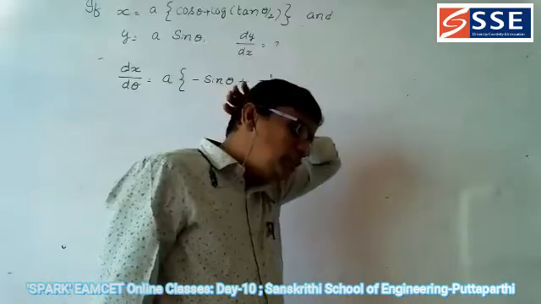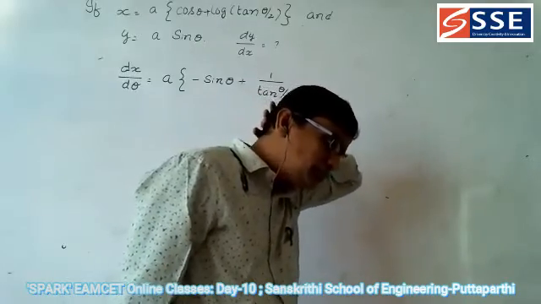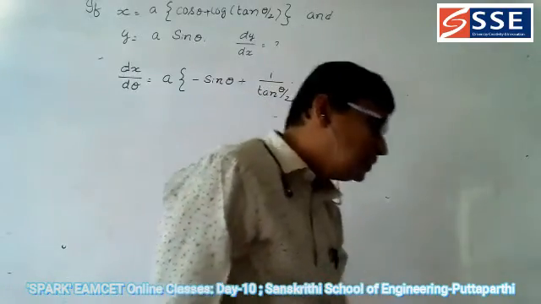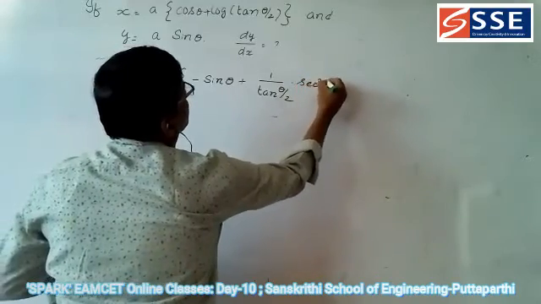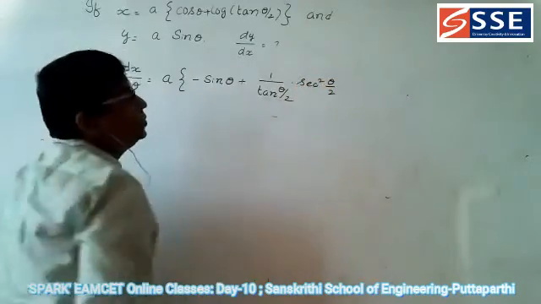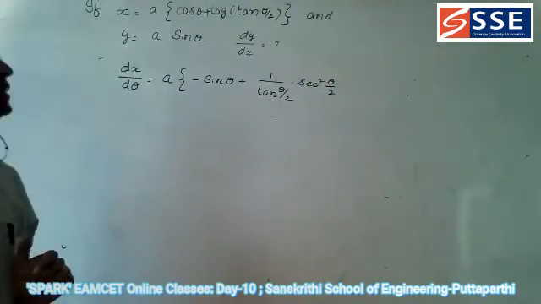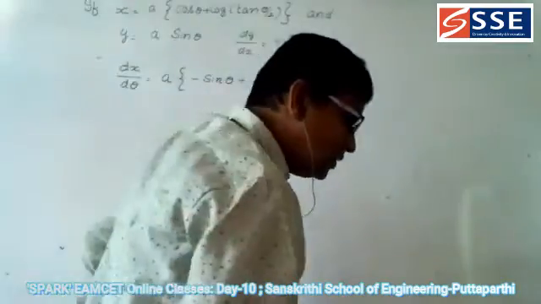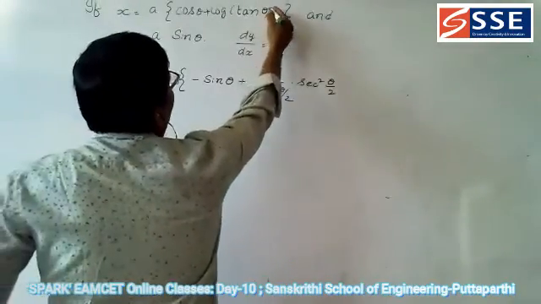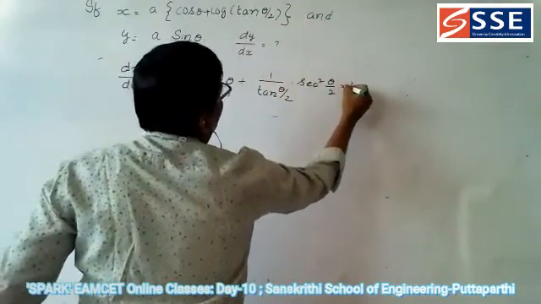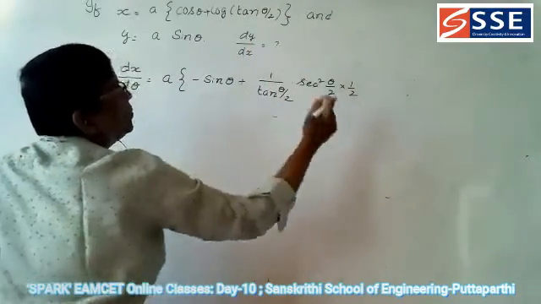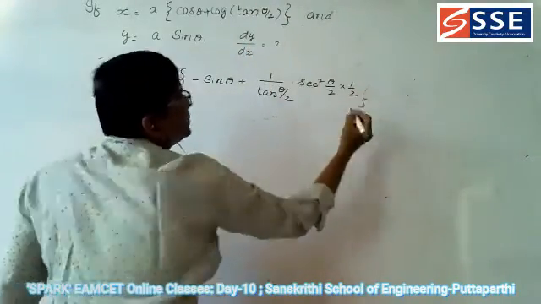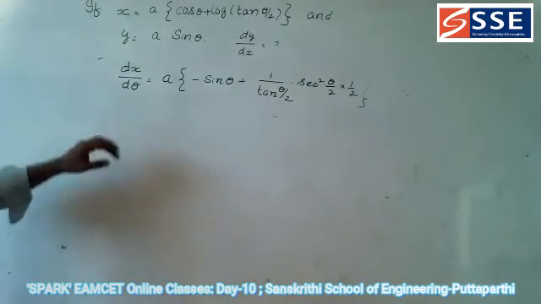Differentiation of tan theta is equal to what? Secant square theta. So that's why secant square theta by 2 into again theta by 2 differentiated gives 1 by 2. 1 by 2 into d by d theta of theta is equal to 1. So this is the answer. Once again I am explaining.